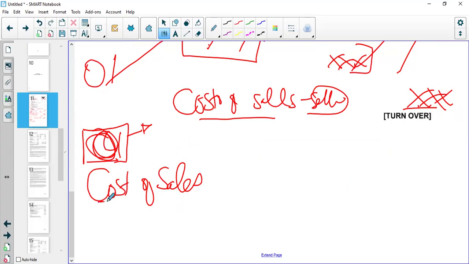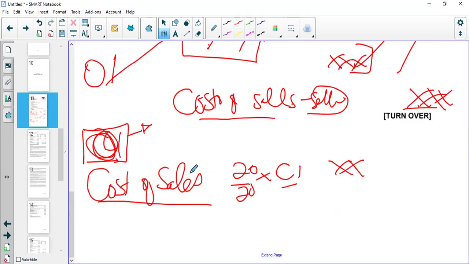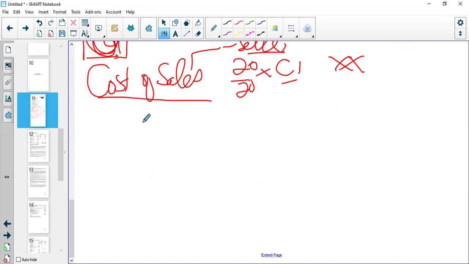So we increase an expense, cost of sales, by debiting it, 20 over 120 or 25 over 125, multiplied by the closing inventory. Then this is the cost of sales of the seller who is being affected, because the seller has the profit. The one with the asset, the inventory, is the buyer. So the examiners want you to write the names of these parties. The buyer has the inventory and it's also going to be affected like that.